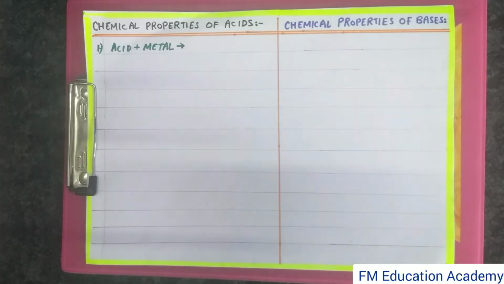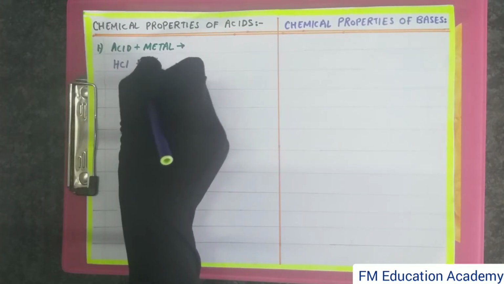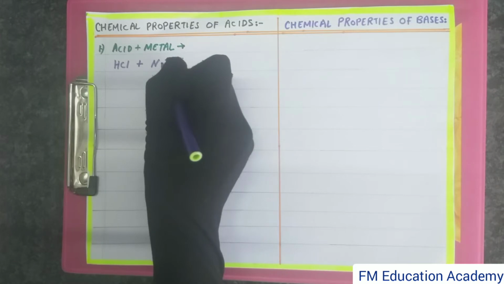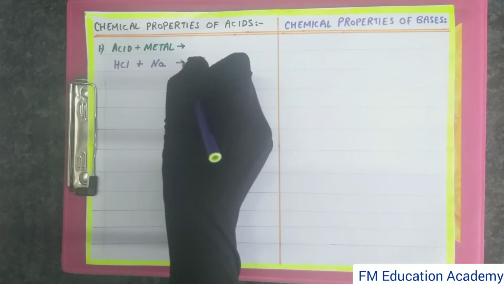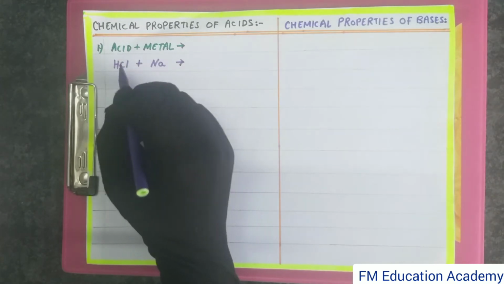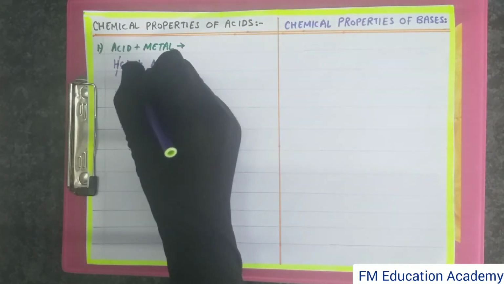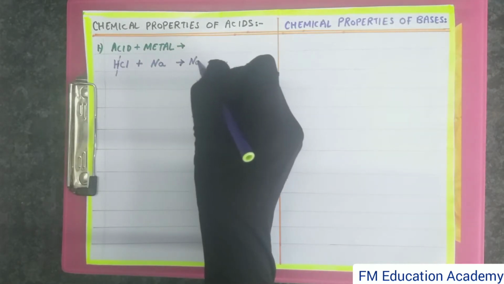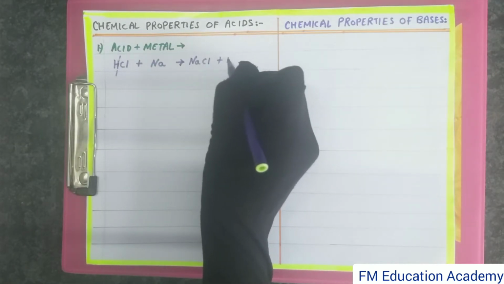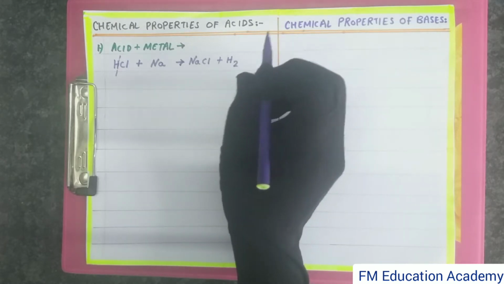So whenever acid reacts with metal, what happens? What acid had we taken? The acid we took, for example, is HCl, and the metal we took, for example, is sodium. Then this sodium reacts with HCl. What will happen whenever sodium is mixed with HCl? This will split, and this sodium will react with chlorine to form sodium chloride, and we have hydrogen gas. Hydrogen cannot exist alone as H. So we have H2.